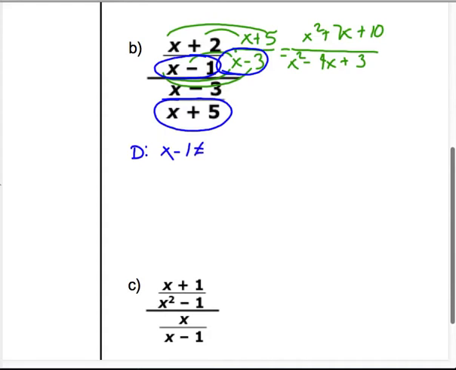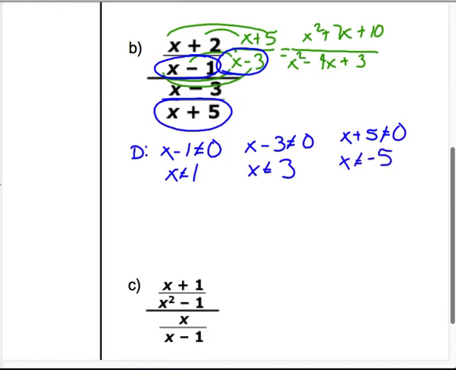So x minus 1 cannot equal 0, x minus 3 cannot equal 0, and x plus 5 cannot equal 0. Adding 1 to both sides, adding 3 to both sides, and subtracting 5 from both sides, I have 3 values for which my original expression was undefined. Actually, 2 values for which my original expression was undefined. The third one came in when I created my final expression and simplified. So here and here was where my original expression was undefined, and this one came in when we simplified, and that became the denominator.